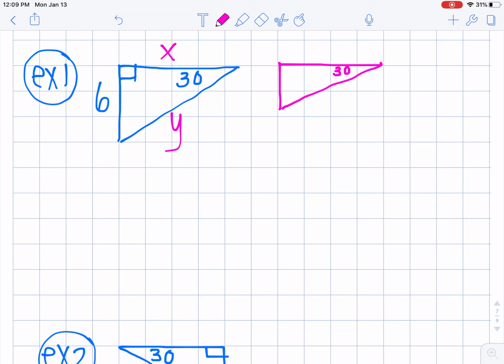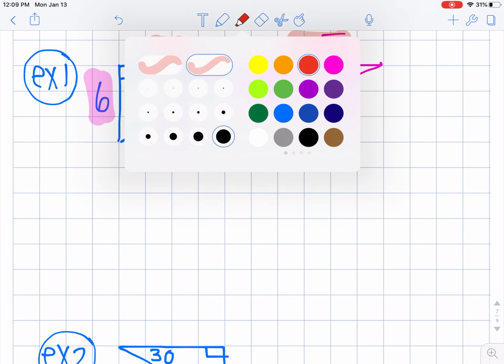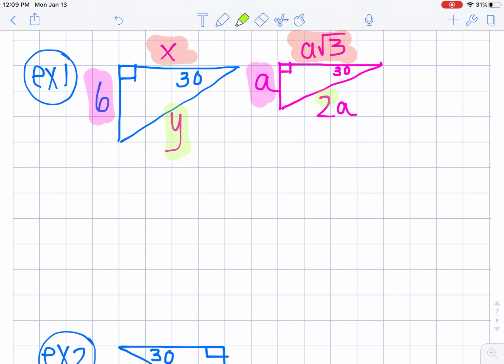So this is going to be my 30 degrees, this is going to be my 90. Across from my 30 is my A value. Across from my 90 is my 2A, and across from my 60 is A times the square root of 3. So literally I'm going to match up what's the same. I notice that the 6 matches up with the A. I notice that the X matches with A times the square root of 3. I notice that Y matches with 2A. So I'm going to literally write out all these equations. So 6 matches with A, X matches with A times the square root of 3, and Y matches with 2 times A.